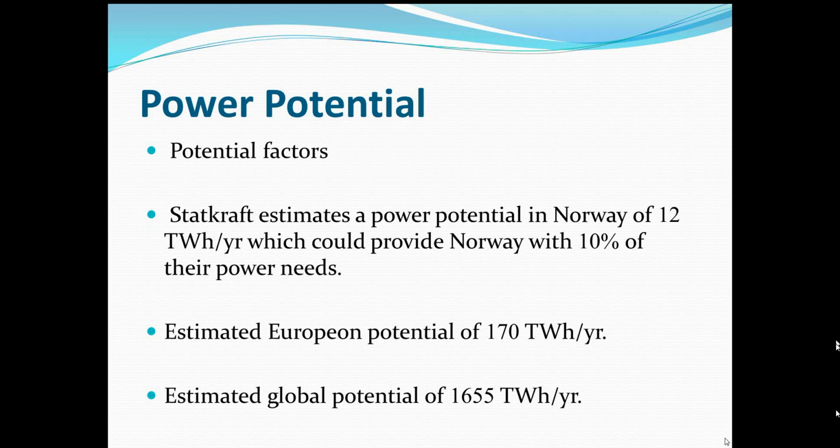Statkraft estimates a power potential in Norway of 12 terawatt hours, which would provide Norway with 10% of its power needs. The estimated European potential is 170 terawatt hours per year, whereas the global estimated potential of osmotic power is 1655 terawatt hours per year. So there is a huge difference between what is being generated now and the current need.